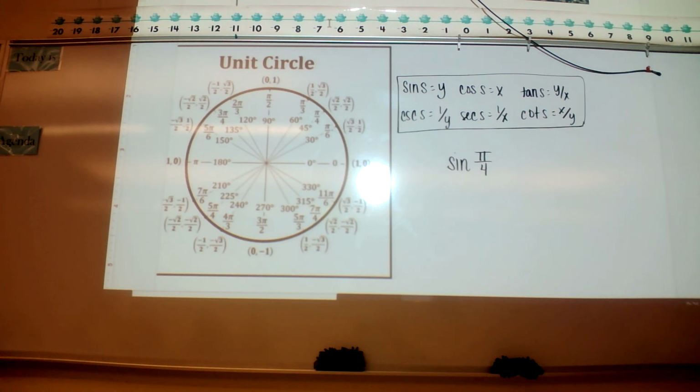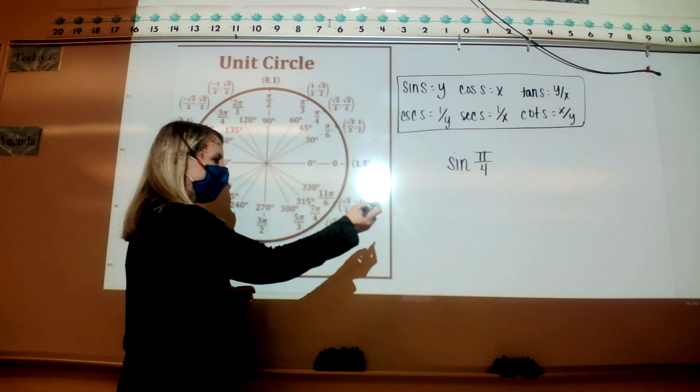So these are kind of my favorite ones. One, I always like sine and cosine because they're usually the least amount of work. So I'm just reminding myself what I'm looking for. I kind of go around my circle and find pi over 4.